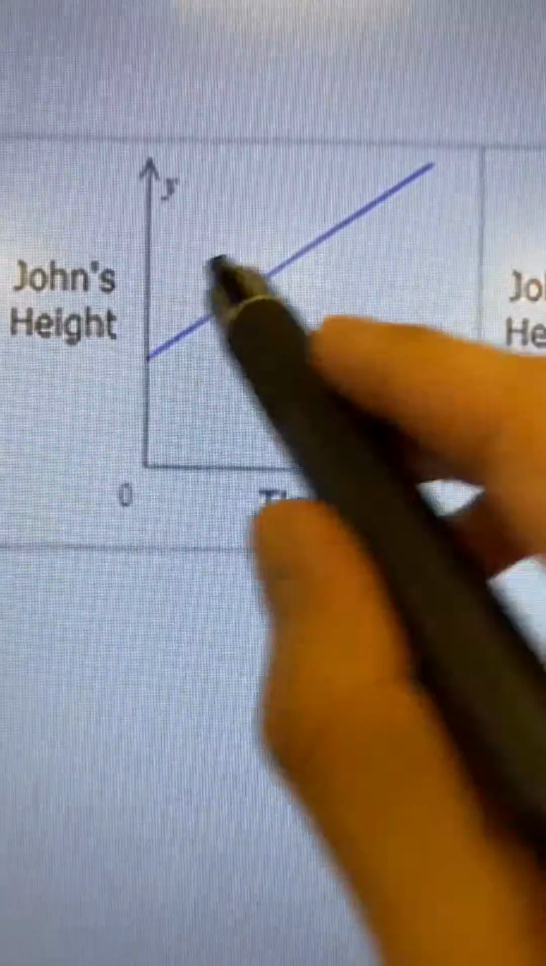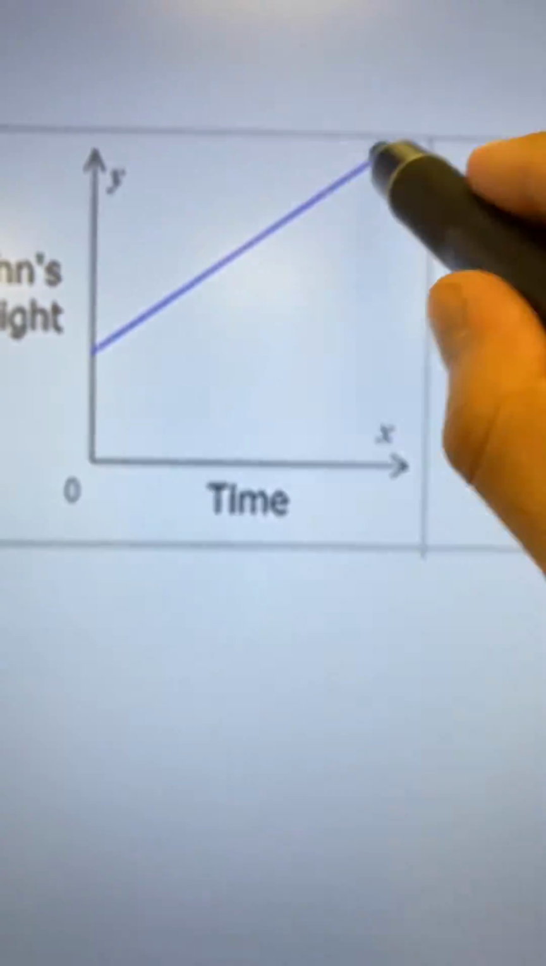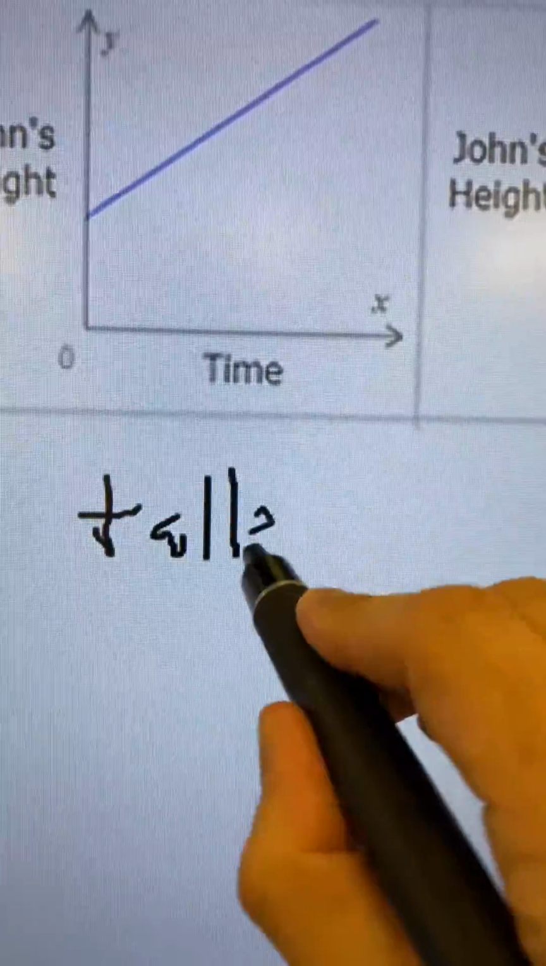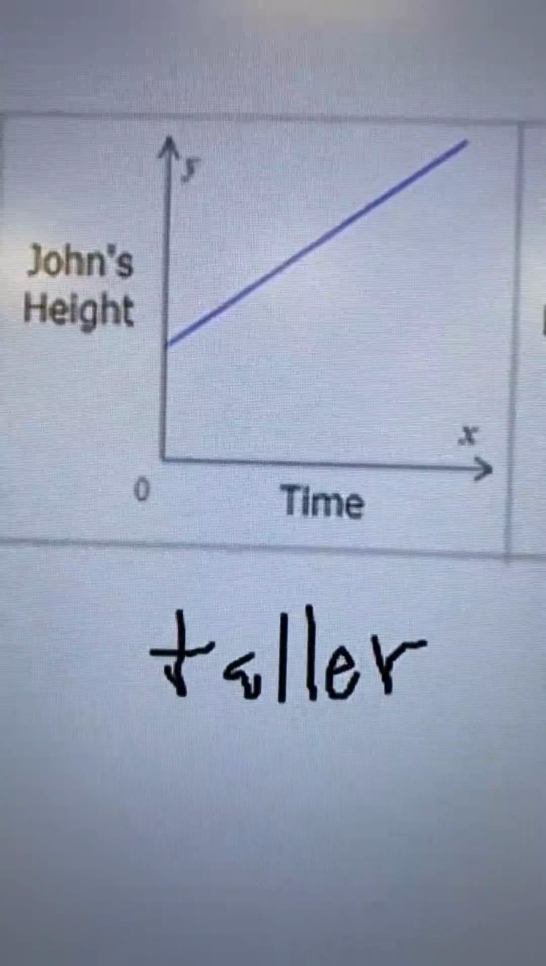And you can see in this one, what do we know about John's height? This is an increasing slope. It's increasing from left to right. So that's telling me that his height is increasing, he's getting taller.